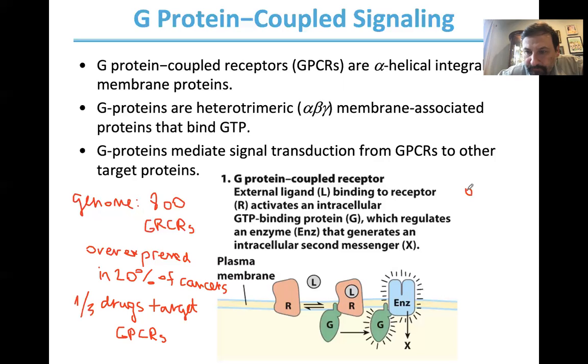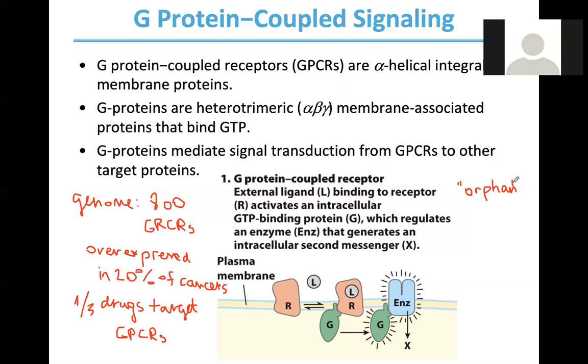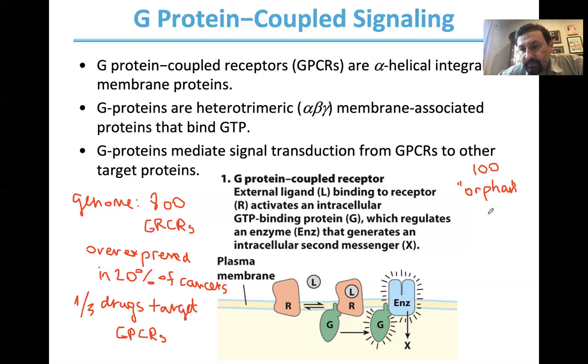Do you know this term orphan receptor or orphan protein, for example? Do they just hold it till the proper ligand comes? Well, these are basically molecules for which we don't know what the ligands are. So orphan receptors are those receptors that we have discovered, but we don't know what their ligands are.